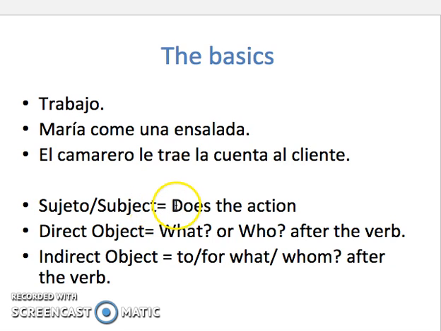Okay? So, algunas cosas para recordar. So, el sujeto is the person or the thing doing the action. Para saber cuál es el objeto directo, you ask what or who after the verb. So, you eat what? A salad. He brings what? The check. Okay? To find your indirect object, you will ask to or for what, or to and for whom. Okay, por ejemplo, aquí, the waiter brings the check to the client, to whom? To the client. So we're going to see how to replace these direct and indirect object with direct and indirect object pronoun.